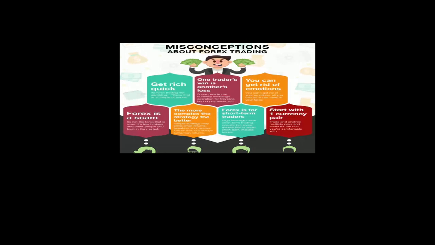The other one is that one trader's win is another's loss. Most people think that when somebody is winning, another person is losing. But that is a fallacy, because in the market it is based on how you study your chart. Somebody can go for a buy and another can go for a sell at the same point in time. It depends on what the person is analyzing and the time frame the person is using for that particular trade.